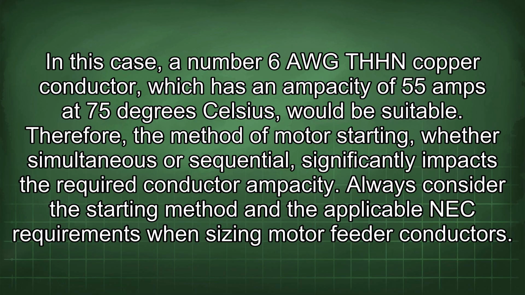In this case, a number 6 AWG THHN copper conductor, which has an ampacity of 55 amps at 75 degrees Celsius, would be suitable. Therefore, the method of motor starting, whether simultaneous or sequential, significantly impacts the required conductor ampacity. Always consider the starting method and the applicable NEC requirements when sizing motor feeder conductors.